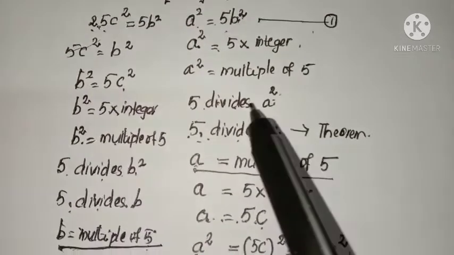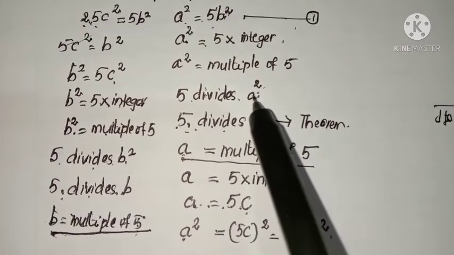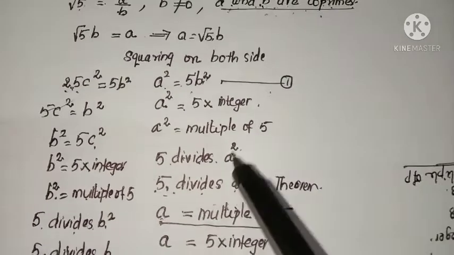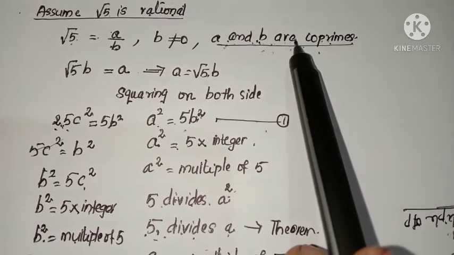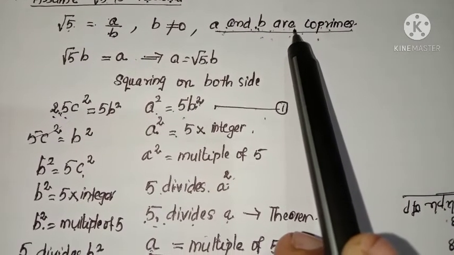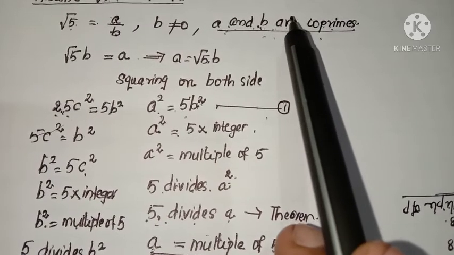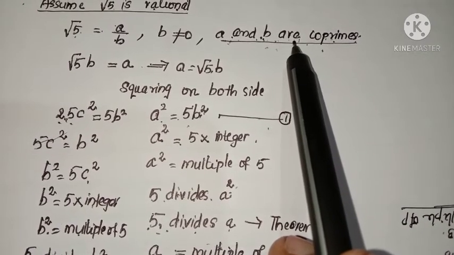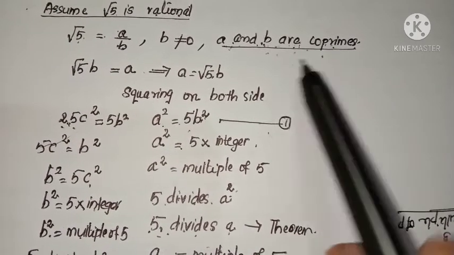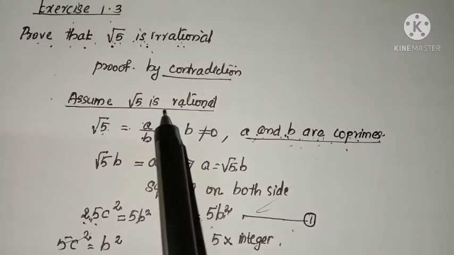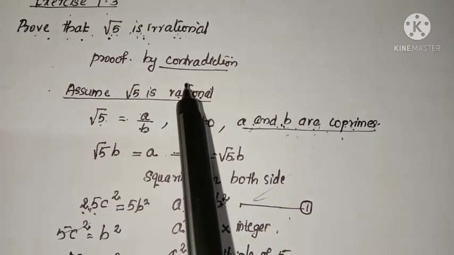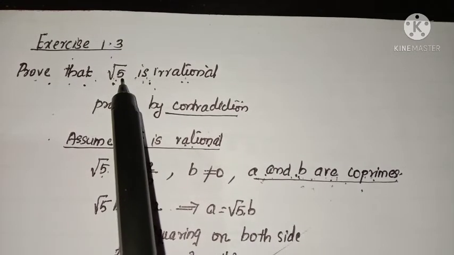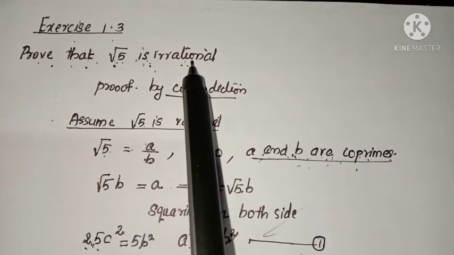But here we received a common factor of A and B as 5. So we get another factor than 1. So that is our contradiction, which is wrong with our assumption. The contradiction has arisen because of our incorrect assumption. What we assumed, root 5 is rational, is wrong, and therefore we can say that root 5 is irrational.